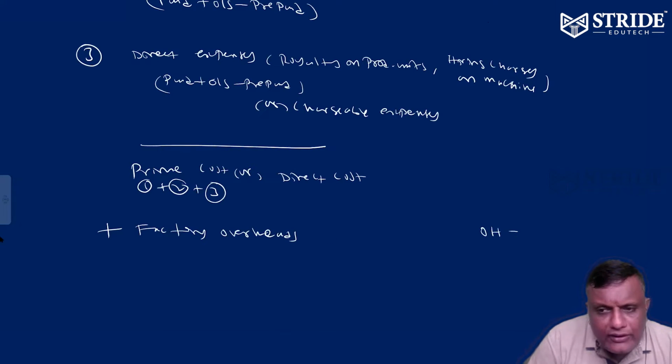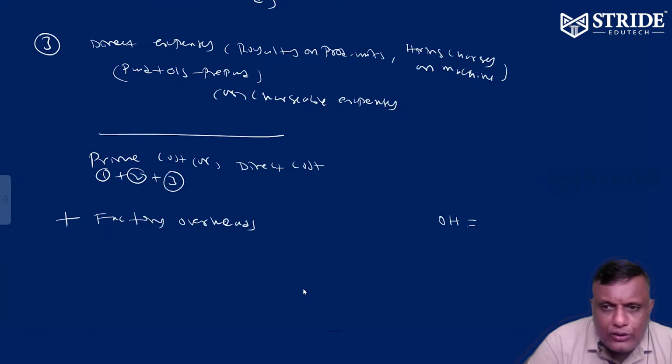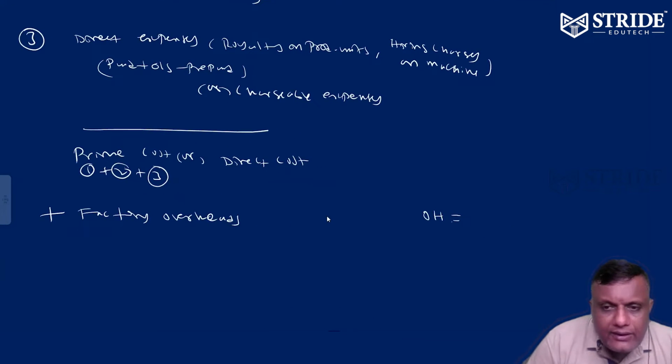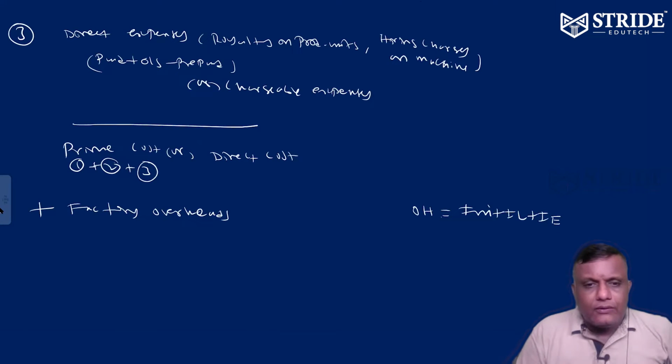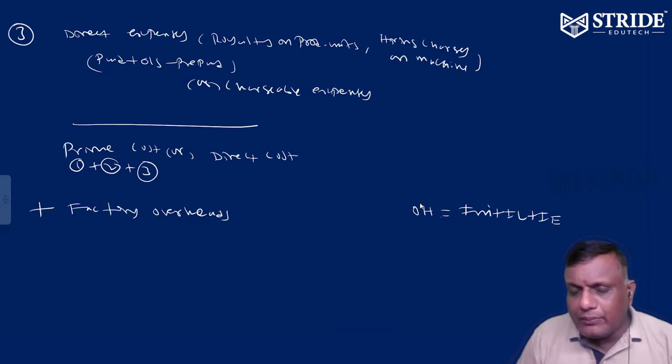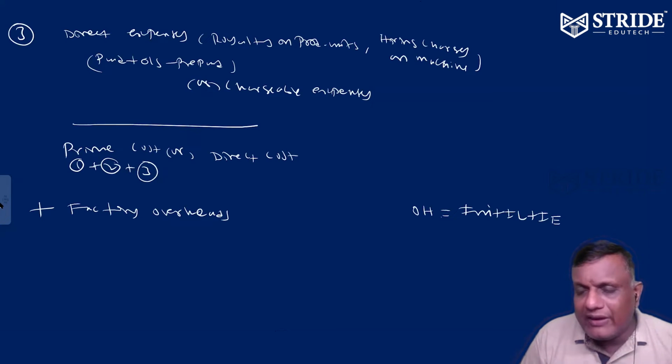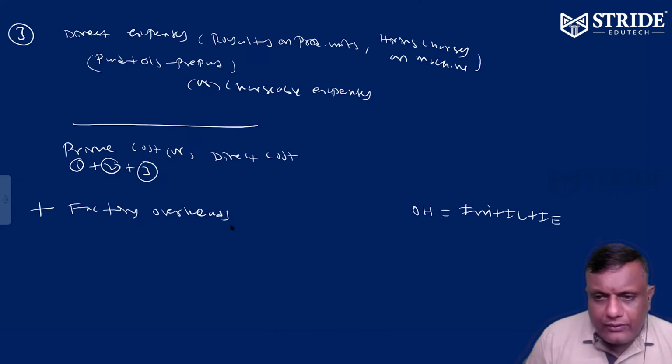Overheads is generally written with the notation OH. Overheads is the aggregate of indirect material, indirect labor, plus indirect expenses. Once production starts, everything from there onwards is indirect only. Factory related expenses, indirect. Office related expenses, indirect. Selling and distribution related expenses, indirect. So direct material, direct labor, direct expenses make prime cost. Indirect material, indirect labor, indirect expenses make overheads.